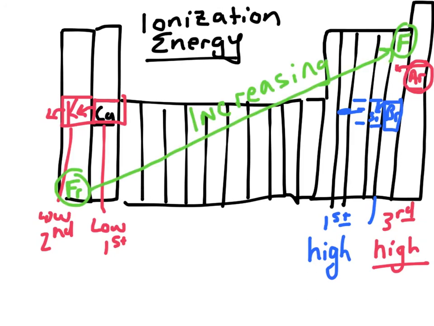So again, the trend between francium and fluorine is as I go towards fluorine, I increase in ionization energy, because ionization energy, again, is taking away an electron. So the closer I get to fluorine, the more it wants electrons and doesn't want to give them away.